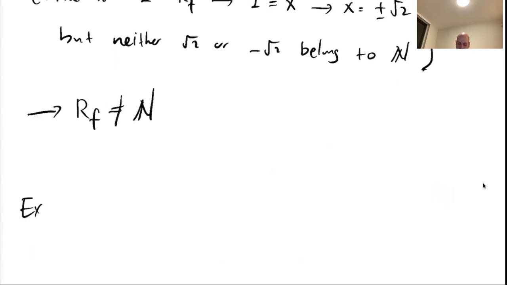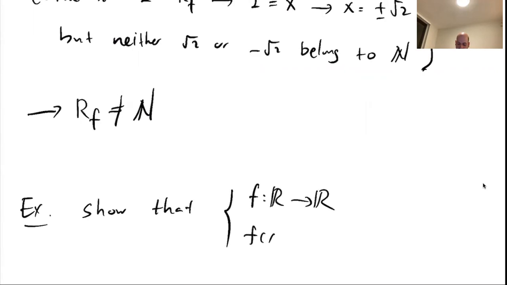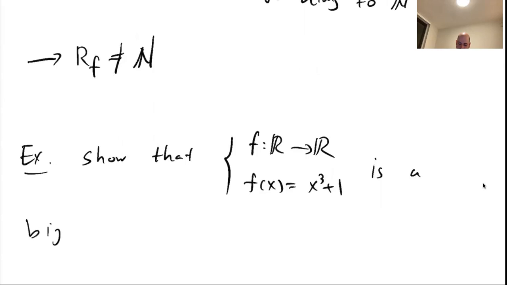This is another example. Show that f from R to R, f of x equals x cubed plus 1, is a bijection. So do you remember what bijection means? Bijection means one-to-one and onto. So if you want to show that the function is a bijection, you have to do two things. You have to show it's one-to-one and you have to show it's onto.